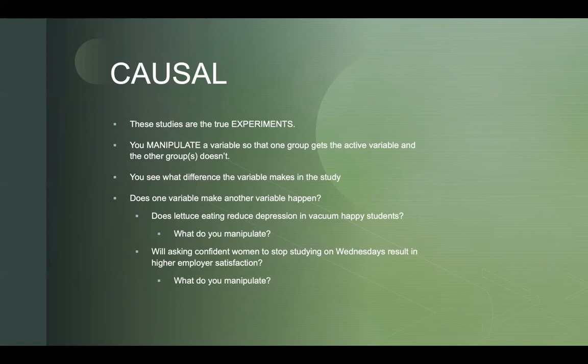So think about this one. Which variable would you manipulate? Will asking confident women to stop studying on Wednesdays result in higher employer satisfaction? So what are you manipulating in that study? Give it a thought. The answer, I think, is you're asking them to either study on Wednesdays or not study on Wednesdays. And then you're measuring employer satisfaction. So you're going to see if all your confident women who studied on Wednesday are different than all the confident women who stopped studying on Wednesdays in terms of their employer satisfaction.